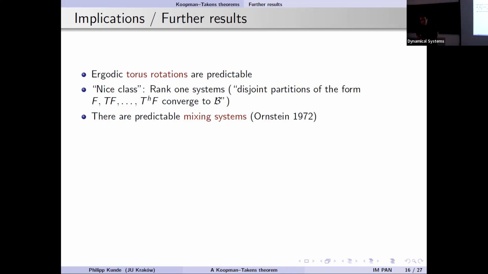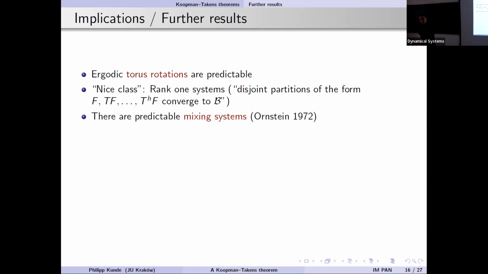I have two questions. First of all, can you generalize this to finite rank? No, I don't. For finite rank, I don't see a reason why they should have a cyclic vector.